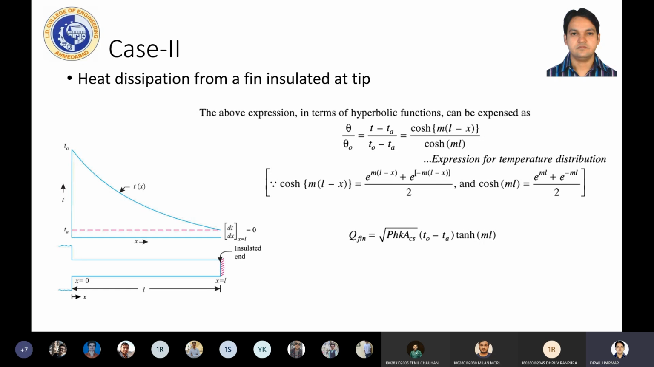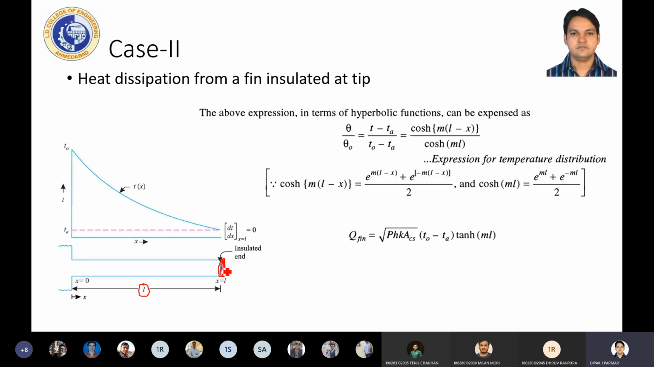Now we will discuss a different case. The case 1 was the infinitely long fin. Now the second case is heat dissipation from a fin insulated at the tip. So here the condition is that in the first case our length was infinite, here we have a finite length L. So the length of the fin is not infinite but finite. And second, our tip is insulated, meaning heat transfer from the tip of the fin is neglected, considered zero. So this is what our condition is.